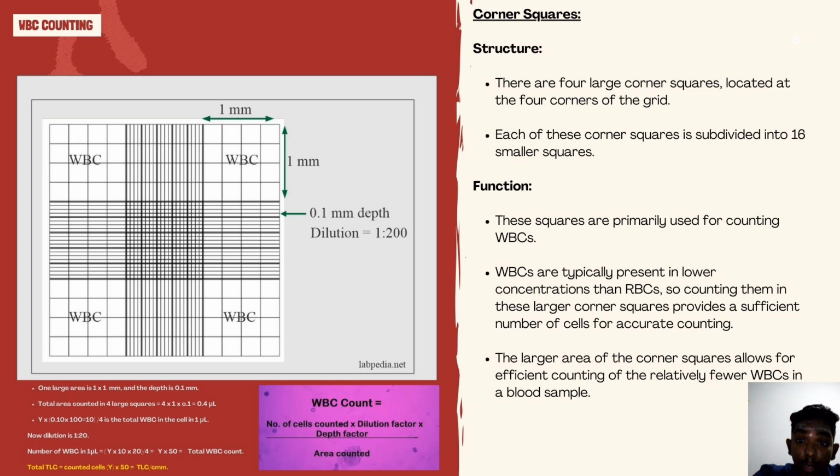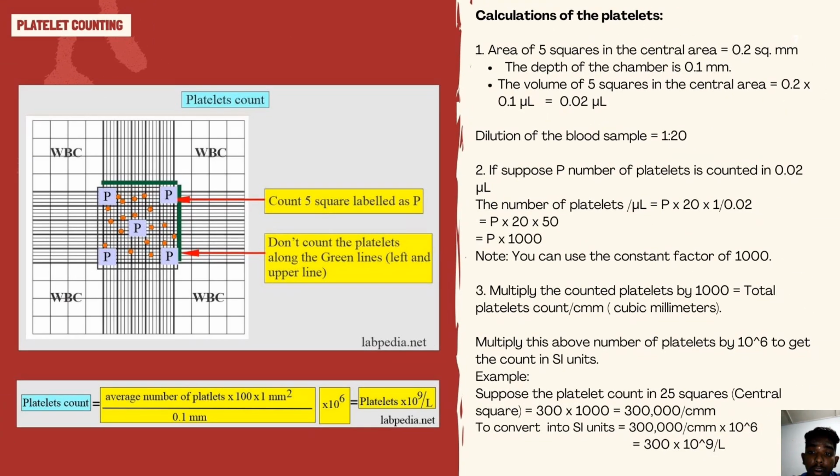The formula to calculate the WBC count is the number of cells counted multiplied by the dilution factor, followed by the depth factor, and divided by the area of count. Let's move on to the last part of the hemocytometer, which is platelet counting.